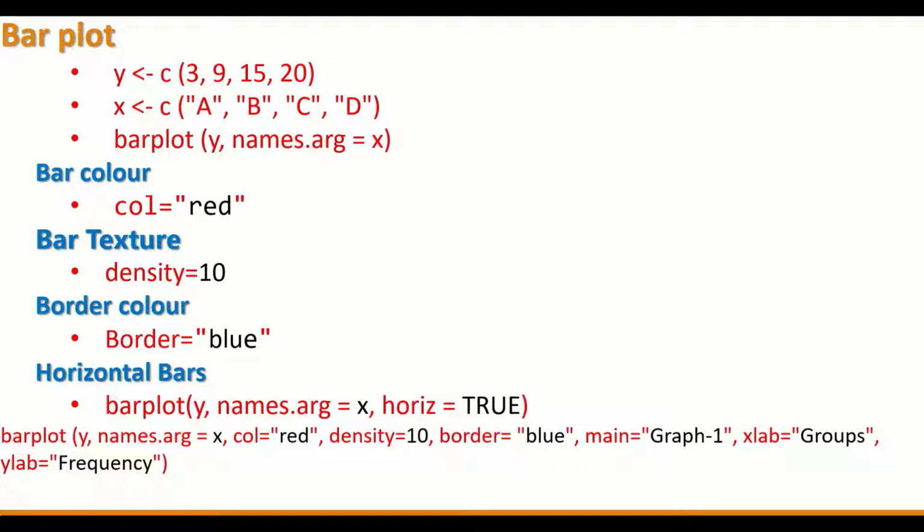and give the chart or plot a title, and insert a label on the y-axis and a label on the x-axis by inserting the following command: barplot, open a bracket, y, comma, names.arg equal x, which will give each bar a name, comma, col to change the color to red, comma, to change the density of the bar into 10 and change the border color into blue, and to give the graph a title, use the command main equal to quotation mark, graph 1, and for inserting a label for the x-axis, use the command xlab equal to quotation mark, comma, and for inserting a label for the y-axis, use the command ylab equal to quotation mark.